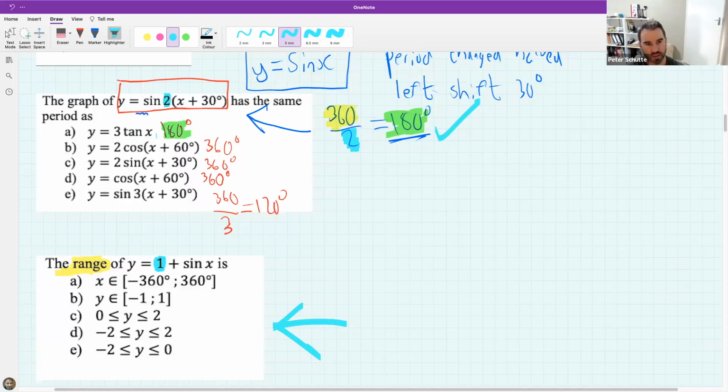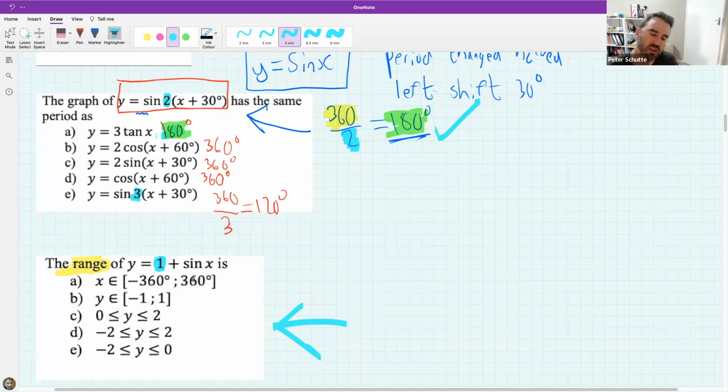And the only one that has a period of 180 is the tan graph. These other ones haven't had a period change, and so they are all their normal period, 360. And then this one has had a period change, but it's changed from 360 to 120, which doesn't match the 180 that I wanted.